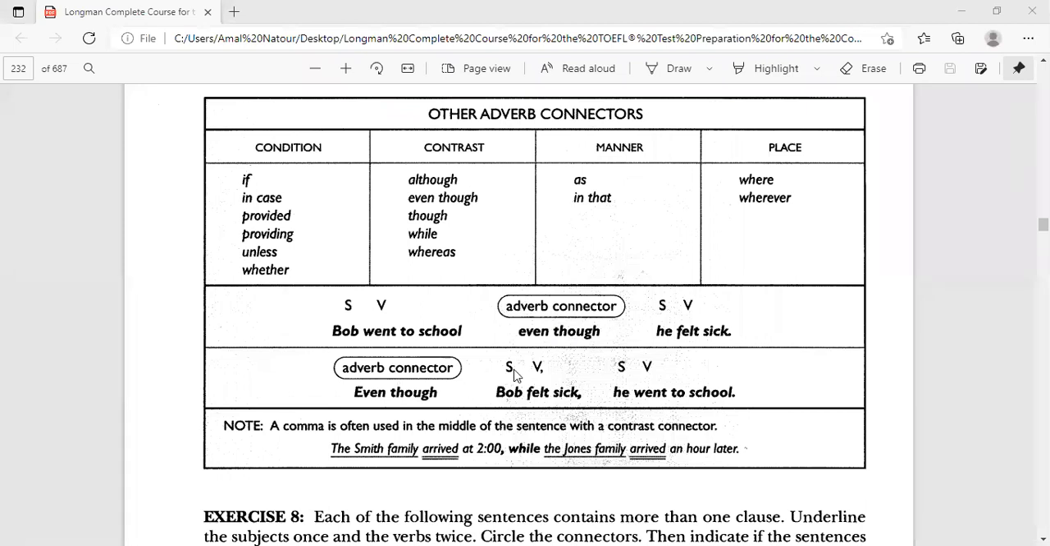Let's look at the beginning. Here it comes in the middle, but does it come at the beginning? I say yes. If it comes at the beginning, I have to follow the first clause with a comma. Like when I say, even though Bob felt sick, comma, he went to school. Then subject, verb, and the connector at the beginning, and the first clause is followed by a comma.